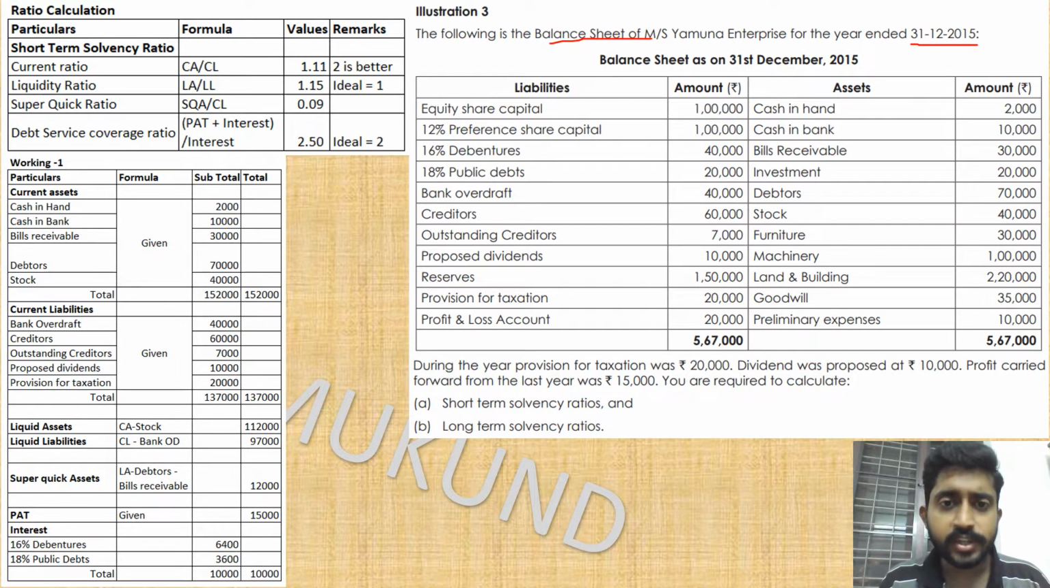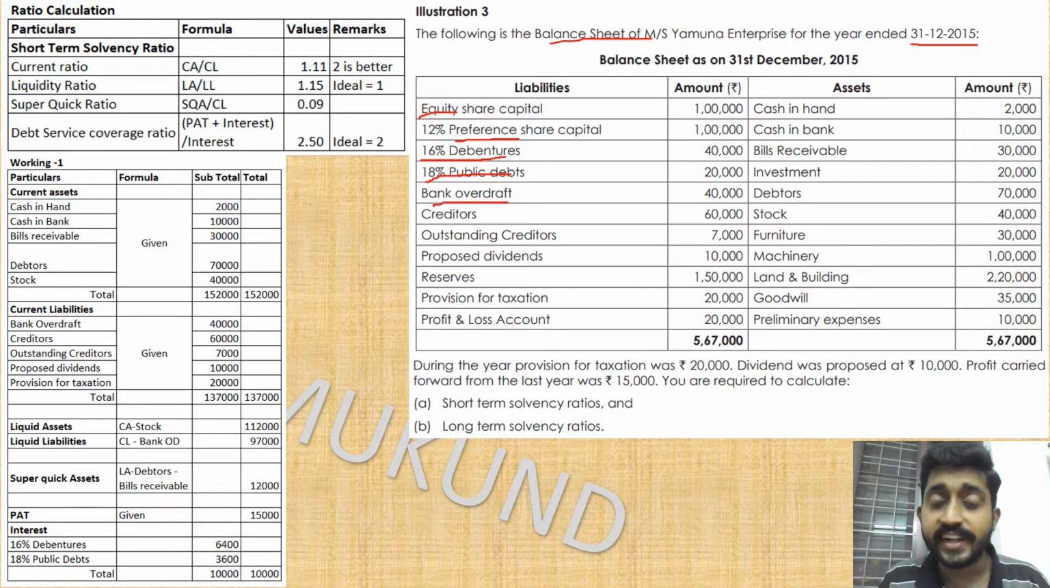So what are all the details given? Equity share capital is given. Yes, this is the shareholders fund. Preference share capital is given. This is also a shareholders fund. 16% debenture is given. It is a long term debt. Debenture is a debt, long term debt. Next, 18% public debts, it's also a long term debt.